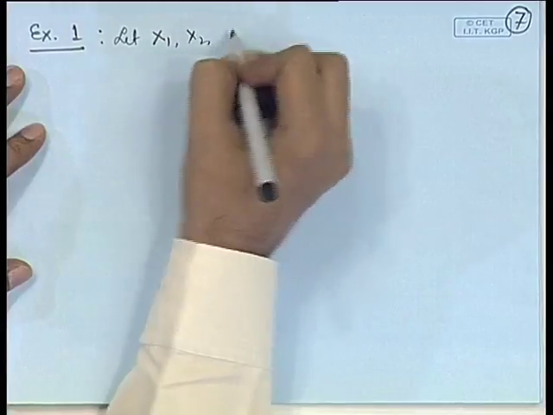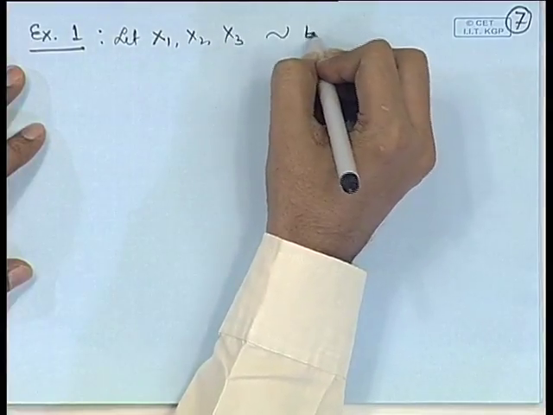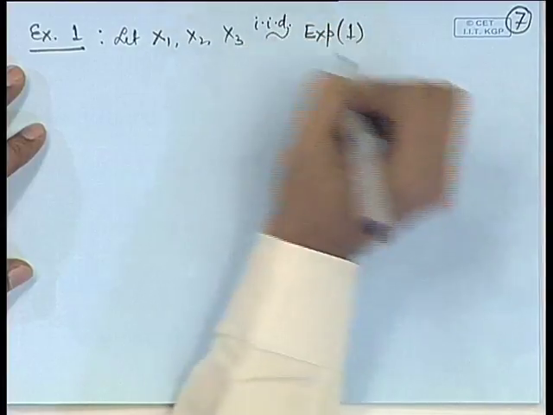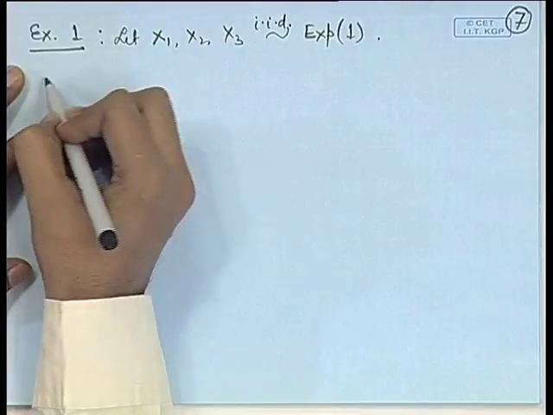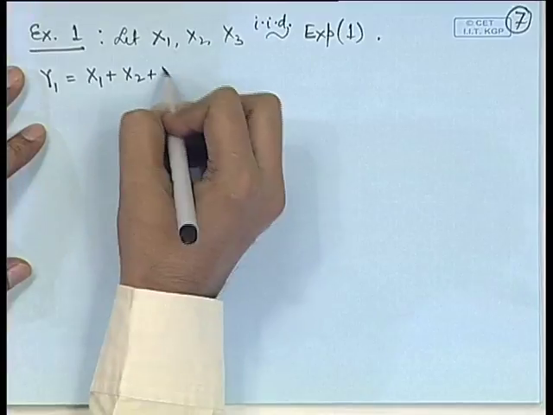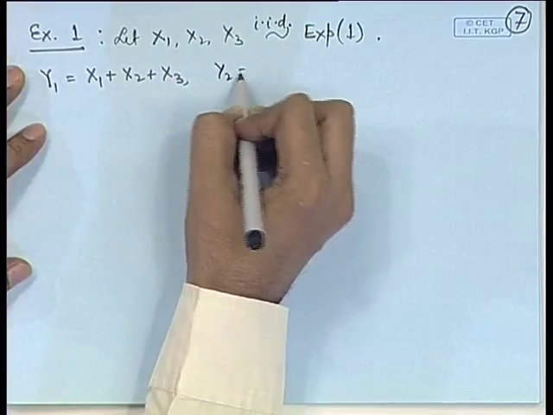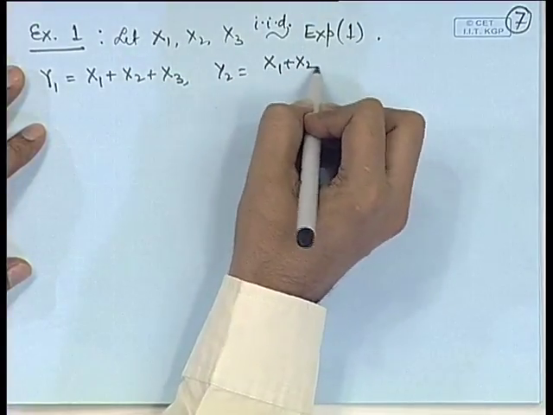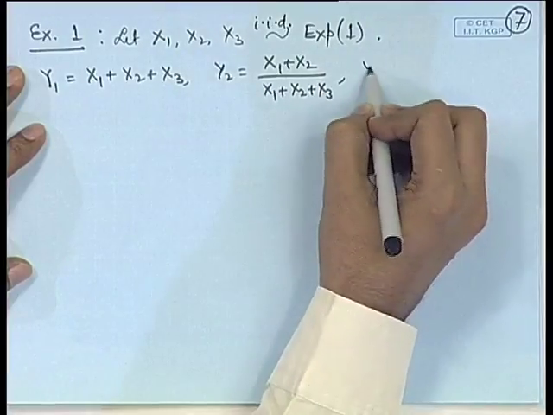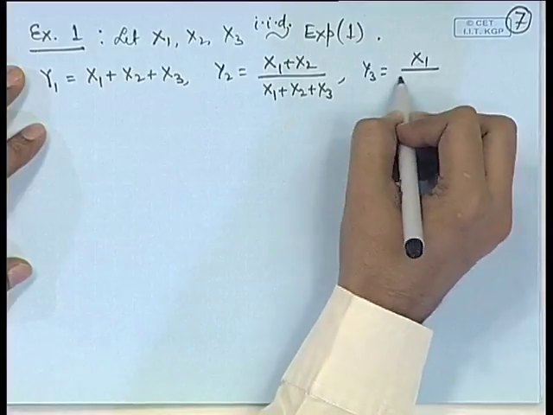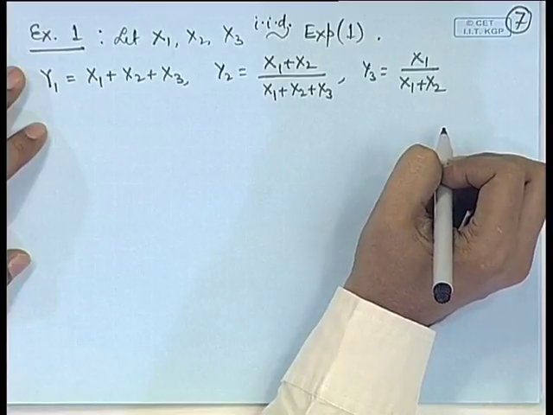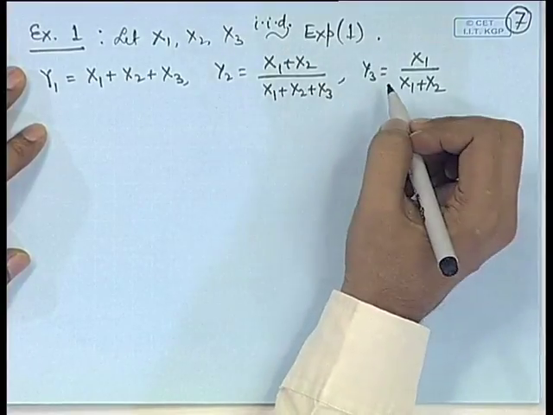Let X1, X2, X3 follow exponential with lambda equal to 1. Suppose they are independent and identically distributed random variables. Let me define Y1 = X1 + X2 + X3, Y2 = (X1 + X2)/(X1 + X2 + X3) and Y3 = X1/(X1 + X2). We are interested in the joint and marginal distributions of Y1, Y2 and Y3.